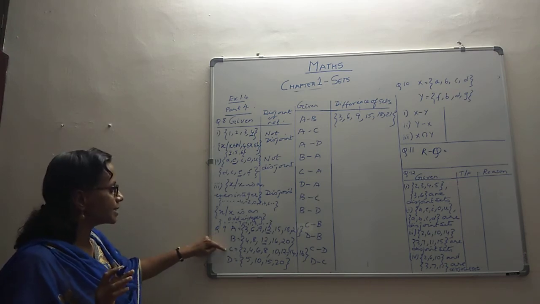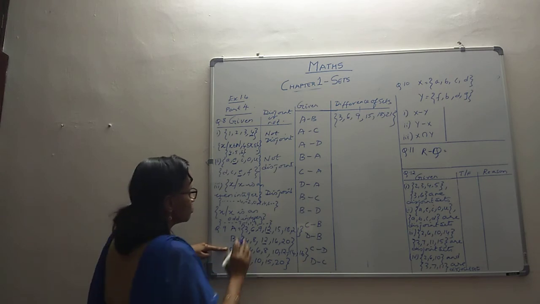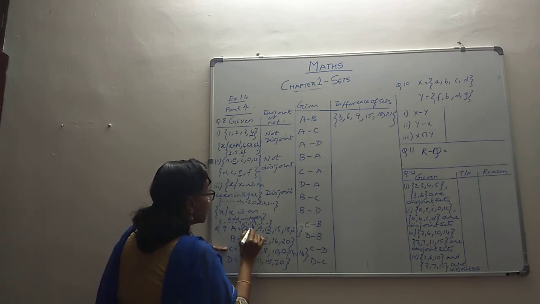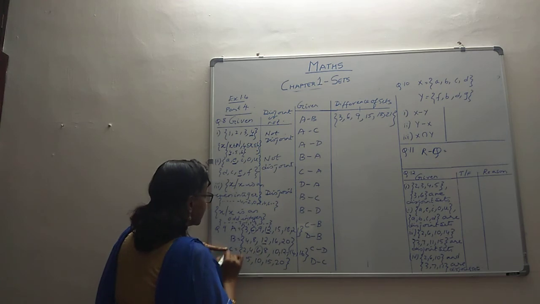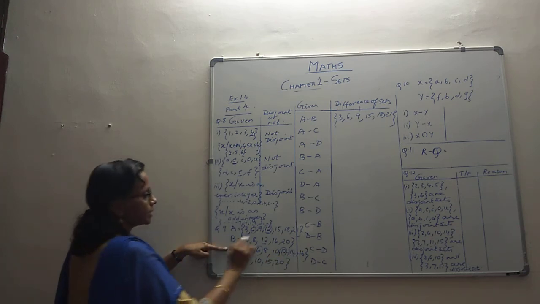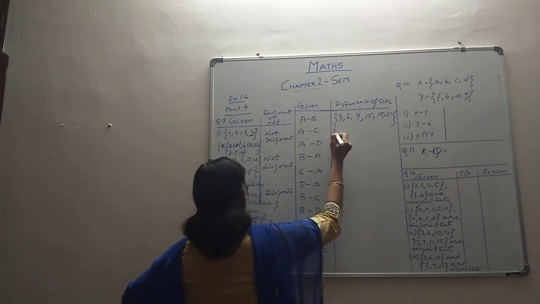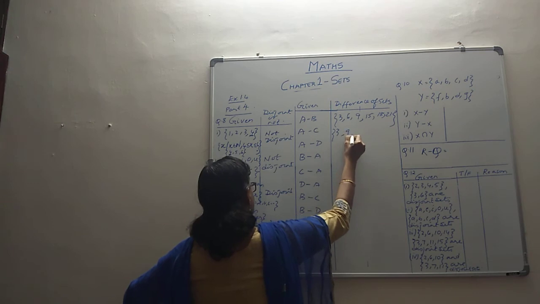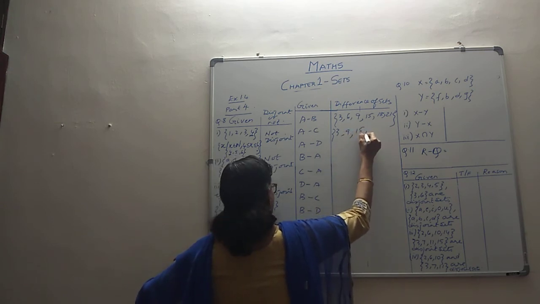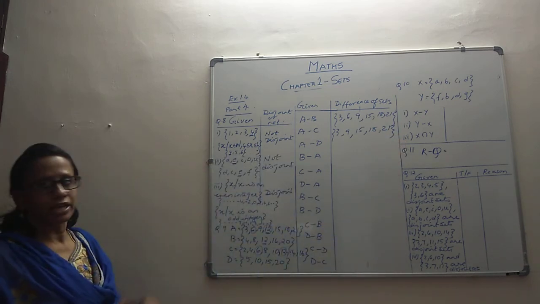Then A minus C. Between A and C, whatever is the common element that we should remove. So between A and C, probably we have this 6 common. Then we have the 12 common. That's all. So what we are going to do is, from this collection, we are going to remove those common elements. So we will have 3, we will have 9, we will have 15, we will have 18 and we will have 21. The others, because they were common, we have removed it.